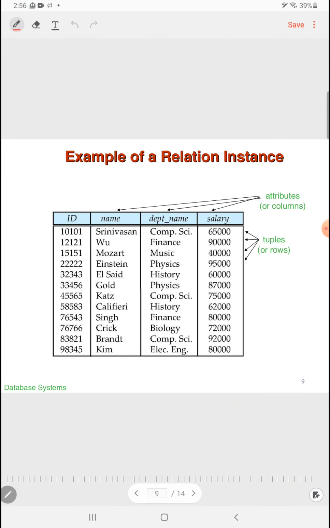So here's an example of a relation instance. We've got an ID. Here's Einstein. Apparently it's 22222, not 1, 2, 3, 4, 5, 6, but whatever. So here's a tuple or a row within the relation instance. These are the attributes, the domain. These are apparently 5-digit numbers for this, set of all names, set of all departments, and set of all possible salaries, so these all have their own domains.